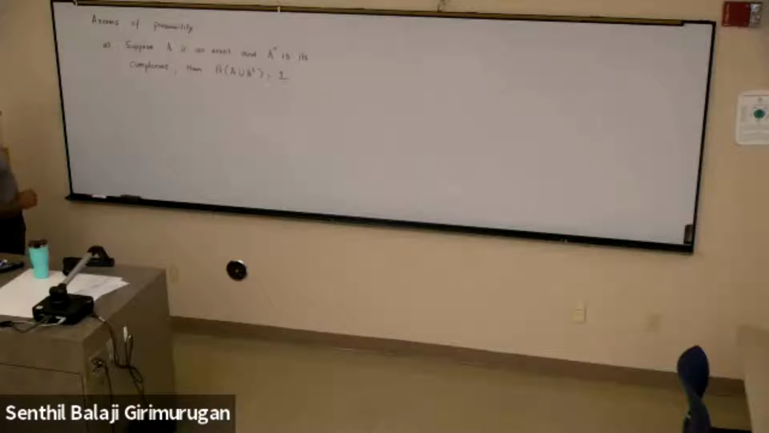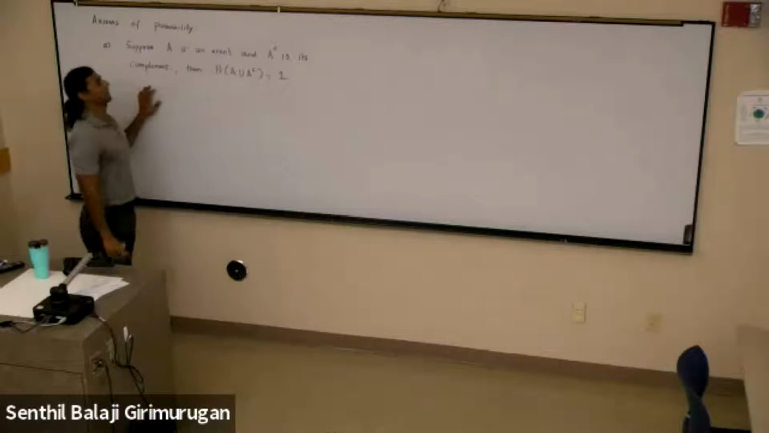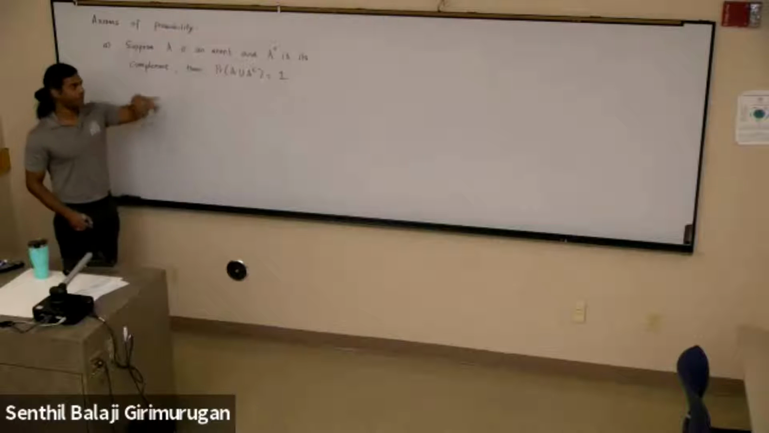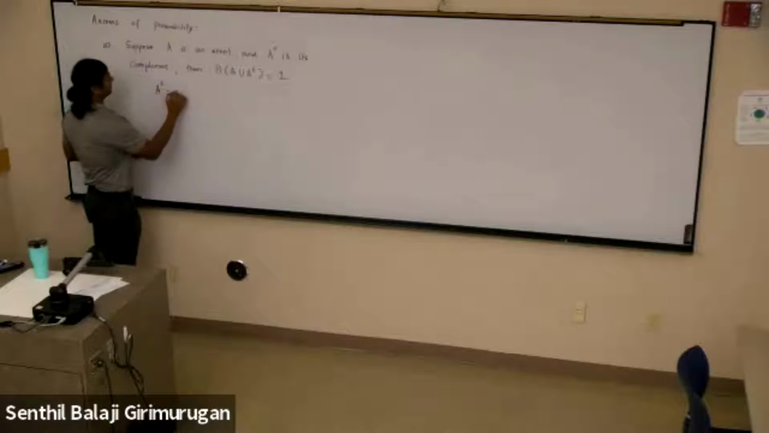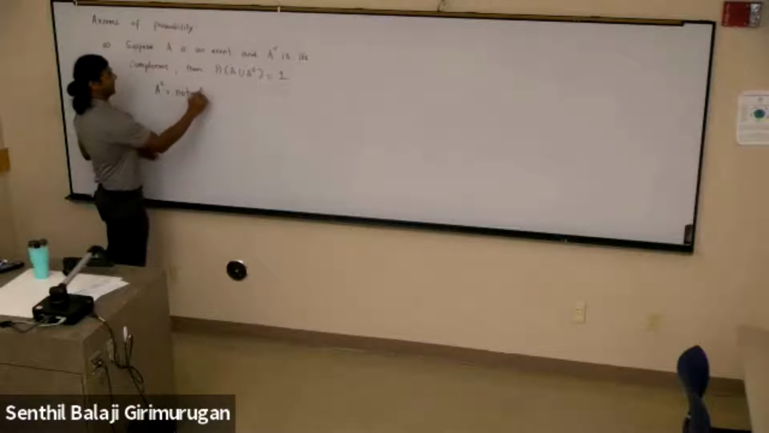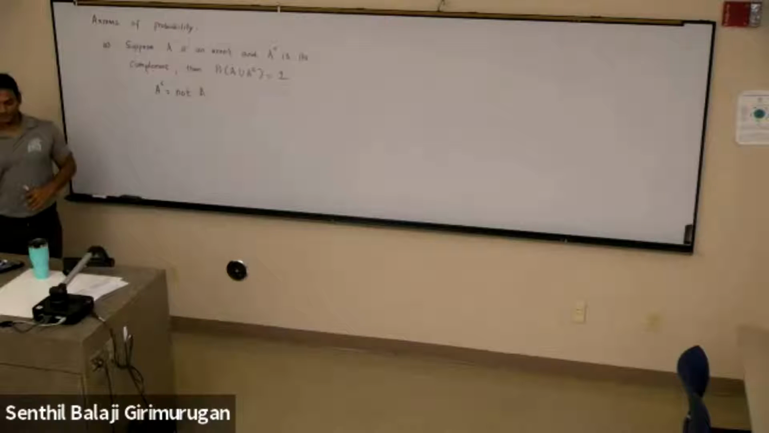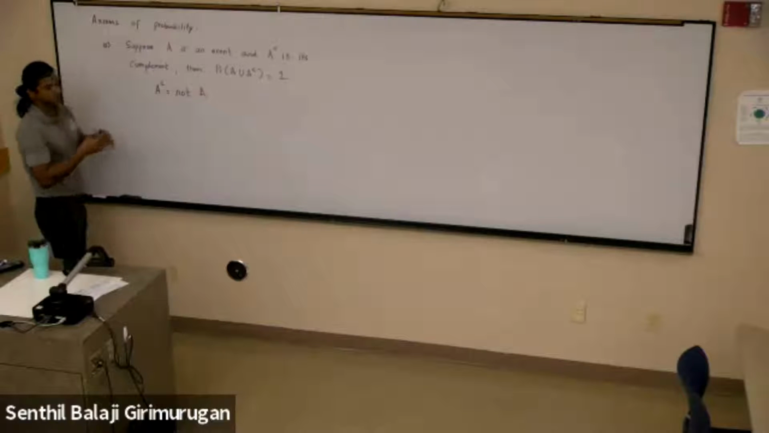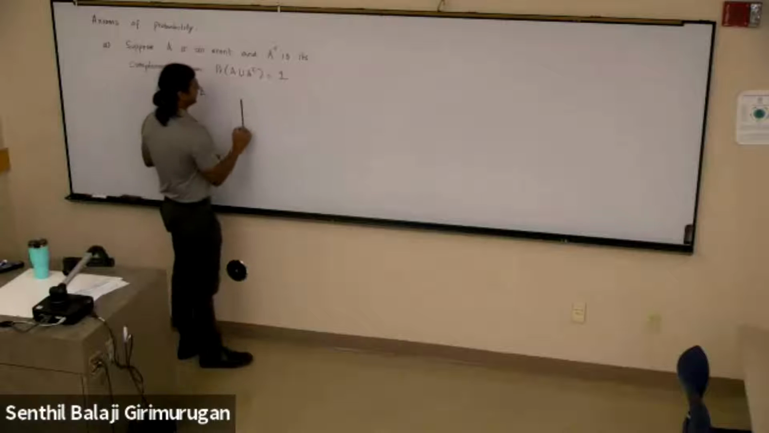So if A is an event and A superscript C, or A complement, is its complement, then the probability of A union A complement is 1. Now, what is A complement? A complement simply means anything that is not A. So we have an entire sample space, and anything in that sample space that doesn't belong in A becomes A complement. We all know Venn diagrams.